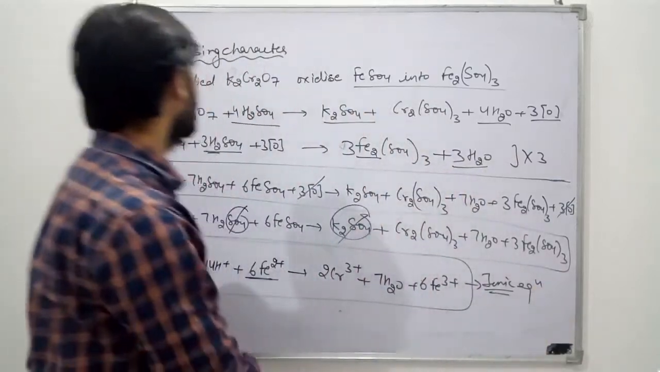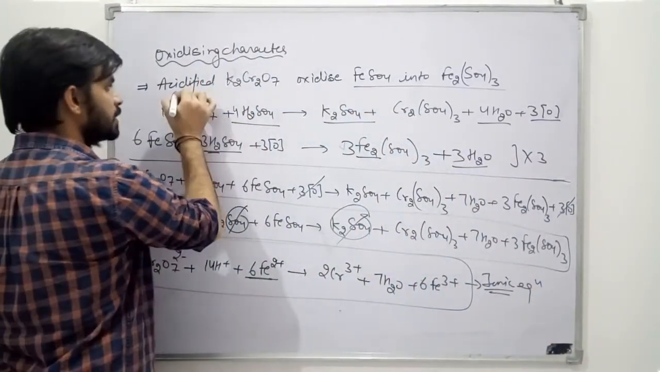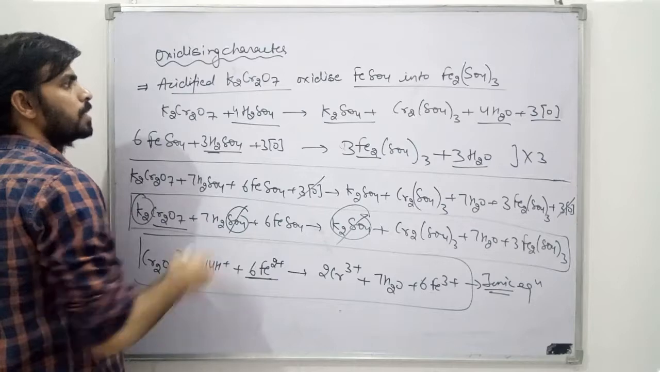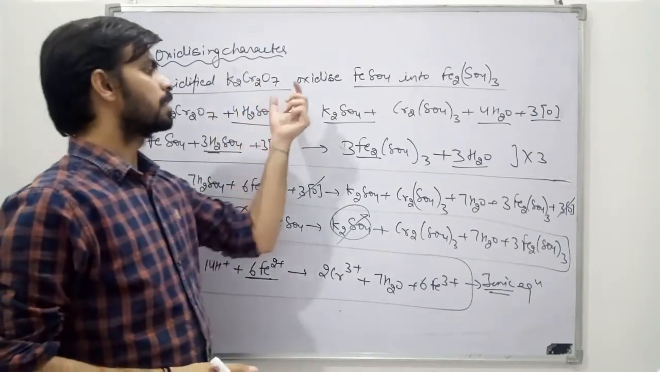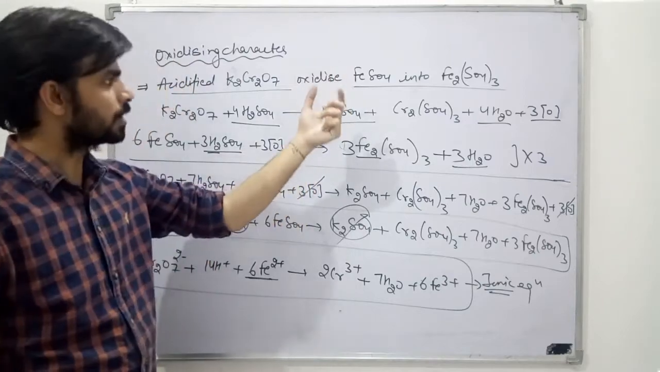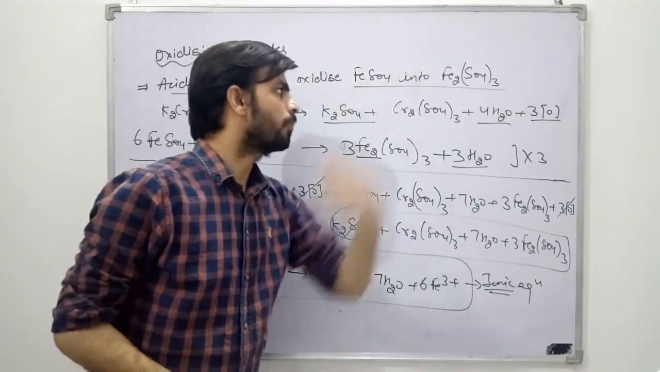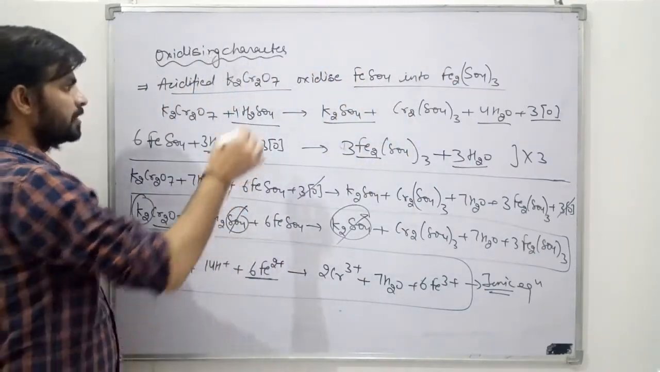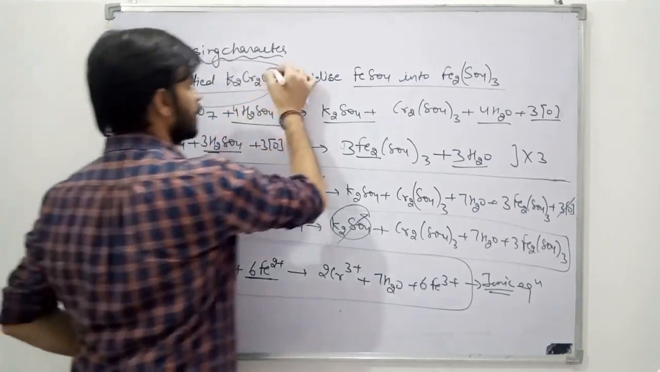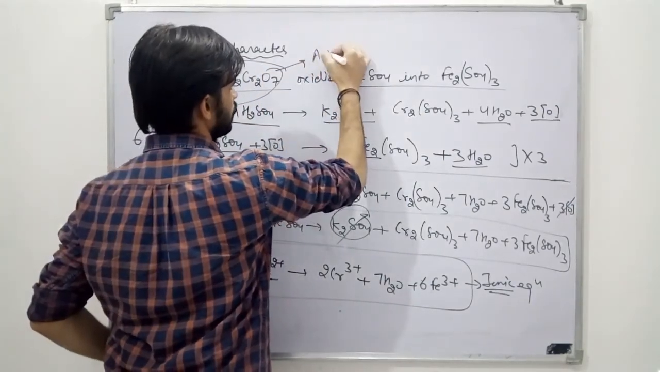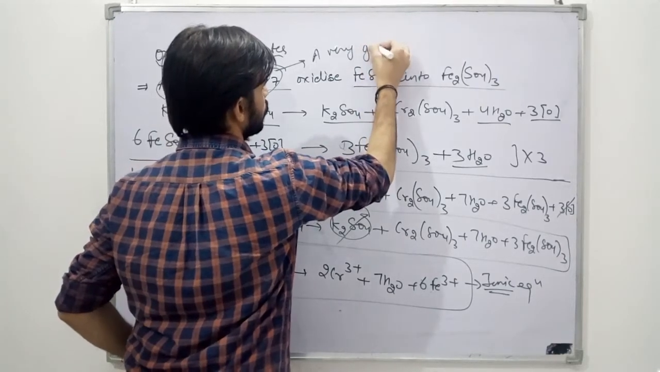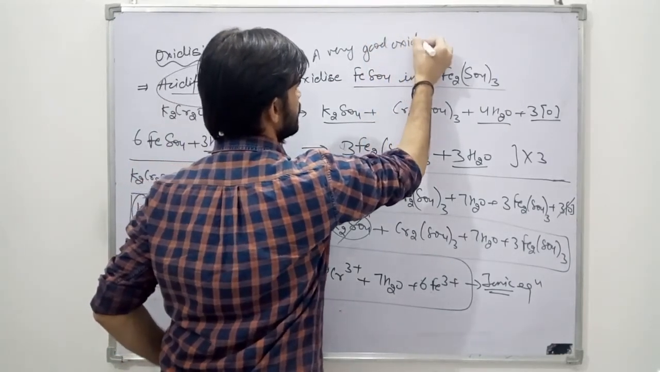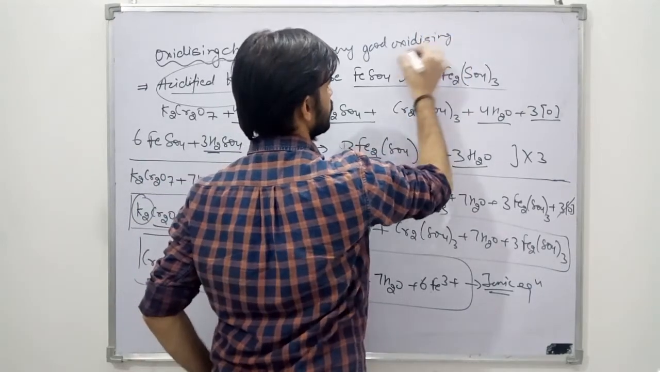I hope you get the point. When acidified K2Cr2O7 is treated, it will convert ferrous sulfate into ferric sulfate. That means acidified K2Cr2O7 is a very good oxidizing agent.